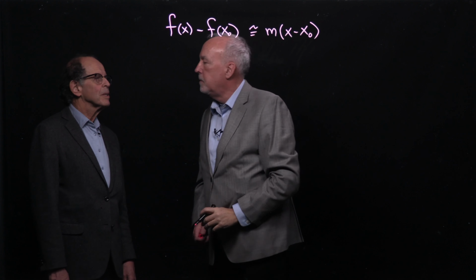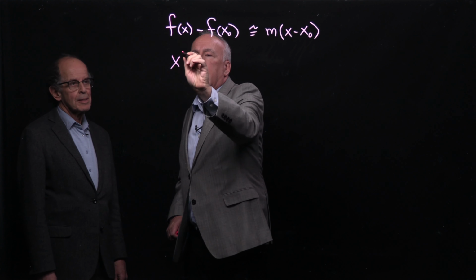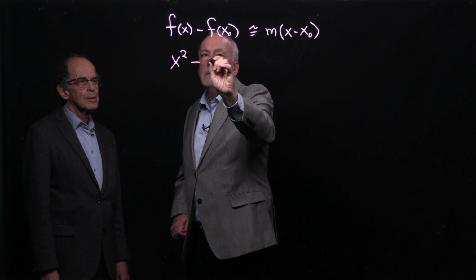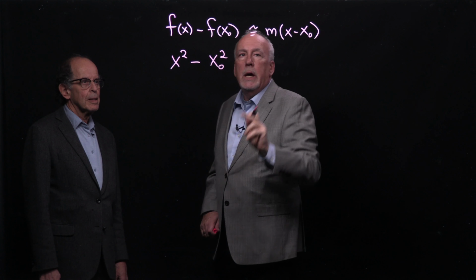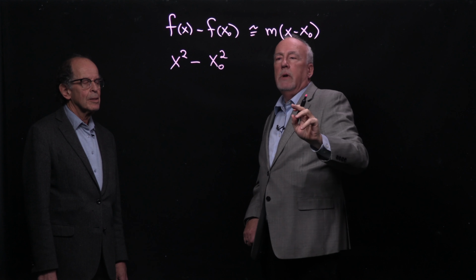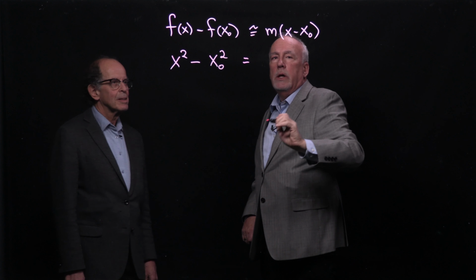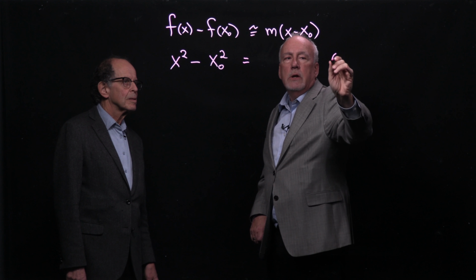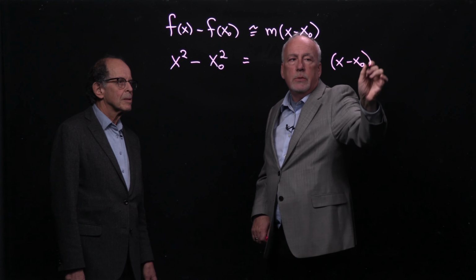So f of x is x squared. So here we get x squared minus x naught squared. And we want it to look something like this, right? Yeah. Well, we can actually do an algebraic equality. We know we want an x minus x naught on one side. So I'm going to leave lots of space so we can do a little bit of algebra.